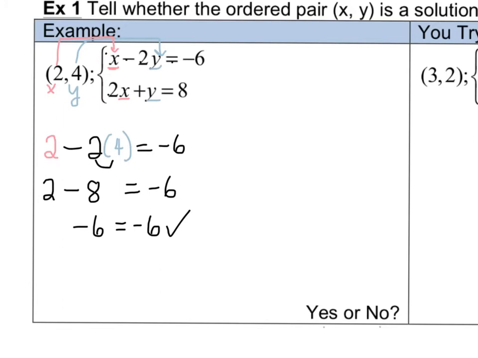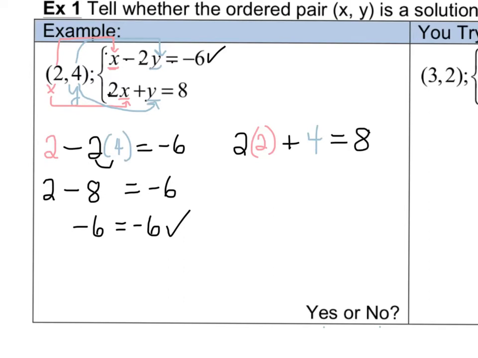Since the first equation checks out, we need to check the second equation. So let's do the same thing. We're going to plug 2 in for x right there, and we're going to plug 4 in for y right there. So it'll look like this. There's the 2. We're plugging in 2 for x. There's a plus sign. We're going to plug in 4 for y, and then see if it equals 8.